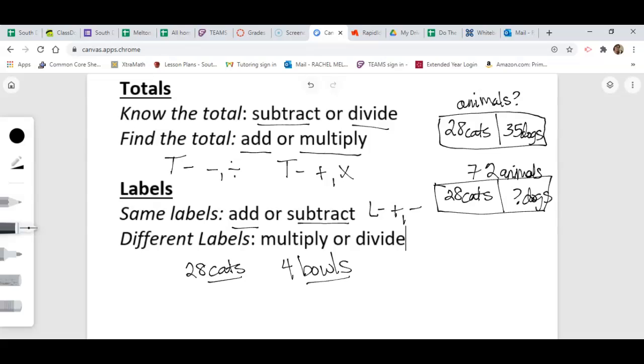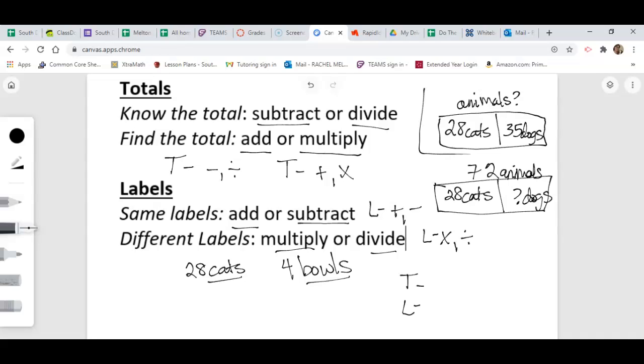If I have different labels like this, okay, if I'm talking about I have 28 cats and there are four bowls, I can say how many cats eat out of the same bowl. Well, that is a division problem. Okay, and so if the labels are different, I multiply or divide. So it would look like this. Okay, so what I tell the kids is, for every operation problem, we will have one of these for my total and one of these for my label.